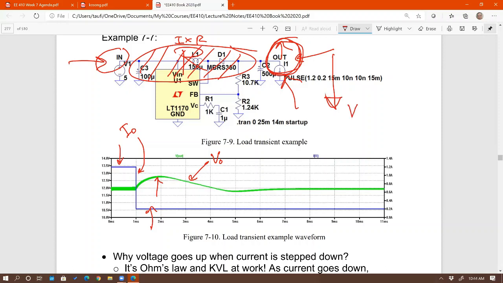Yep. So Vout is roughly, this is not an exact equation, okay, Vin minus the drop in the converter, something like that. So Vin is fixed. If the drop is lower, of course, Vout is going to go up. Any questions? Any other questions?